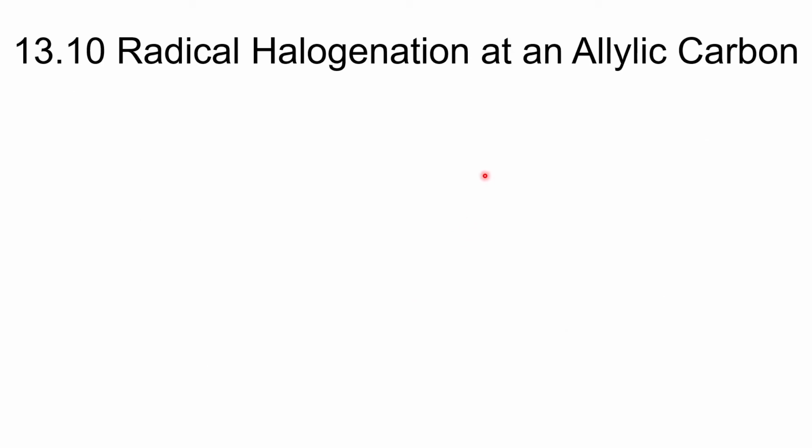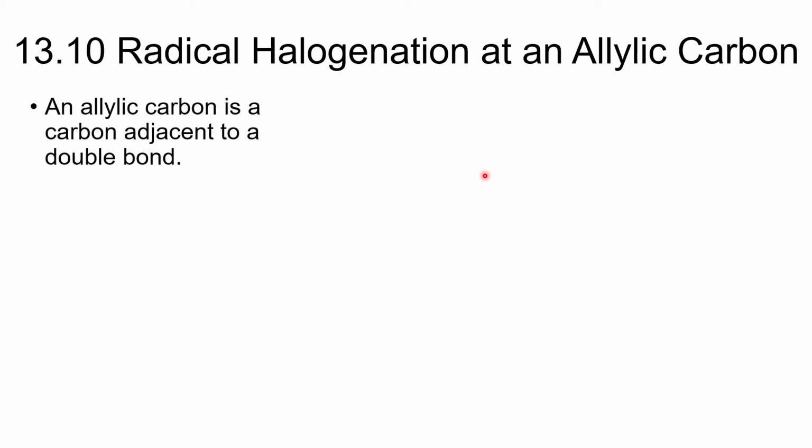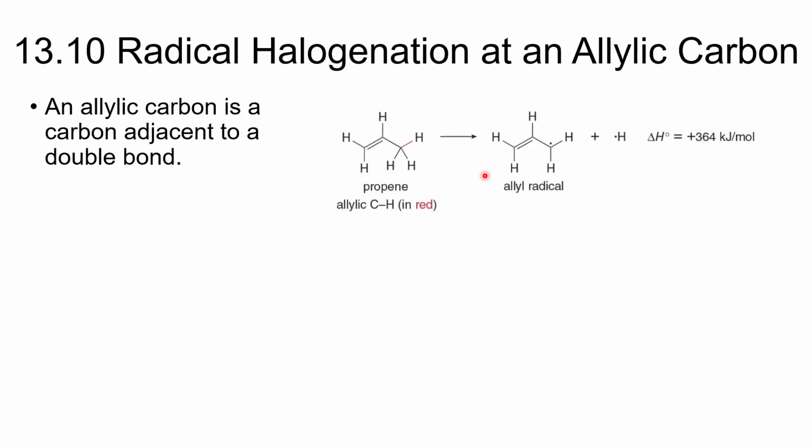All right. Well, now we want to look at our next topic, which is radical halogenation at an allylic carbon. An allylic carbon is a carbon that is adjacent to a carbon-carbon double bond. It's not one of the carbons that's in a double bond; it's one that is adjacent. And if an allylic carbon has a hydrogen, which we'll call an allylic hydrogen, then that carbon-hydrogen bond is much weaker than other carbon-hydrogen bonds.